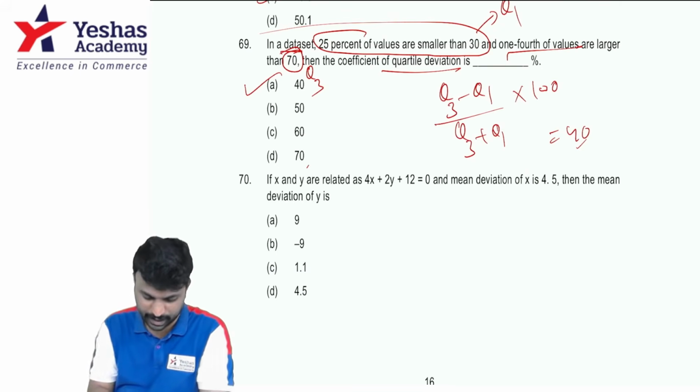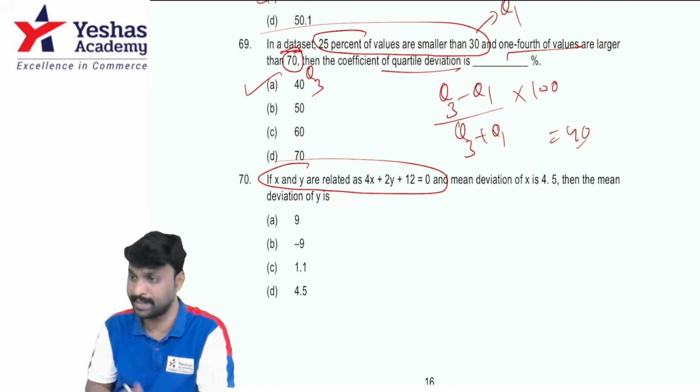70th one. Guys, they have given a relationship between x and y as a linear equation.